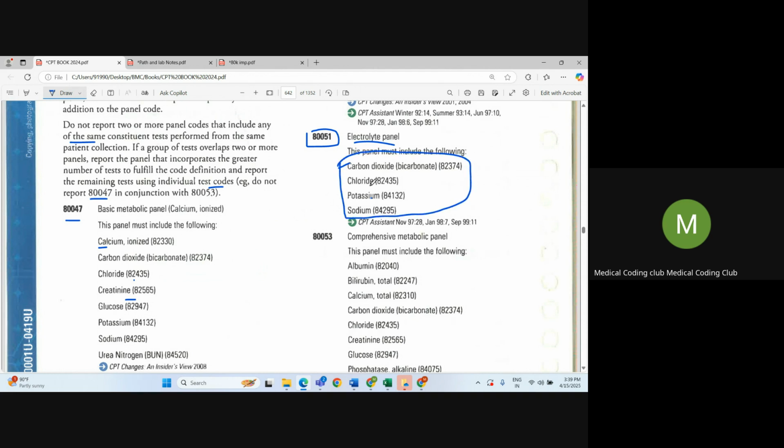together, then you would have assigned 80051 as your panel code, because it meets all the individual tests which are listed under electrolyte panel. But now what happened? They did not perform potassium. Okay, they did not perform potassium test. They only performed carbon dioxide, chloride, and sodium. So you will code them as individual codes. Okay, individual test codes 82374, 82435, and 84295. Okay, these three you will code.